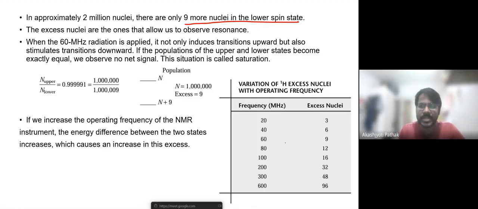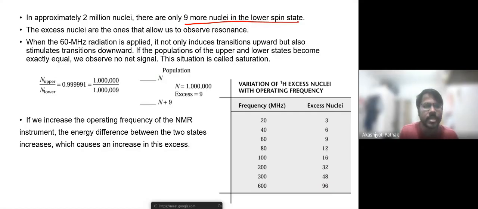So as you are increasing the frequency from 20 to 600, you can see that the number of excess nuclei is increasing. If you are applying a frequency of 600 megahertz, then the population difference between the two energy states will be 96.